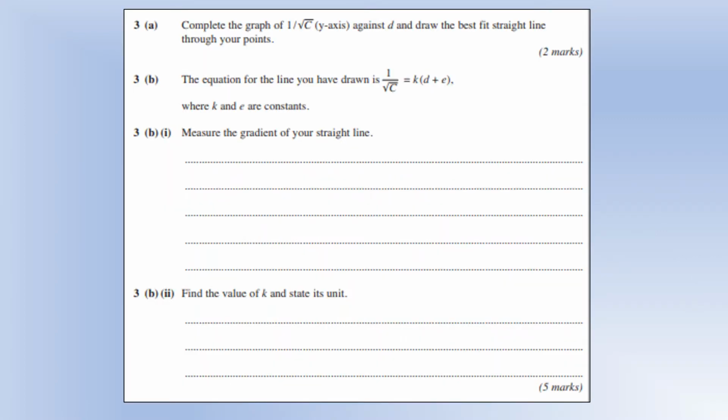Okay, so the last part, we want to find the value of k and state its unit. So if we look at the equation, on the y-axis we had 1 over root c, and on the x-axis we had d, which means k is the gradient. So that would be 0.00785. And the gradient will be the unit of y divided by the unit of x. So the unit of y is meters to the minus 0.5, or meters to the minus half, and then divided by centimeters, or centimeters to the minus 1.